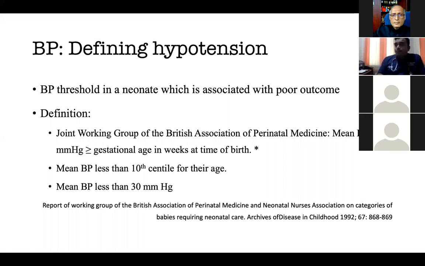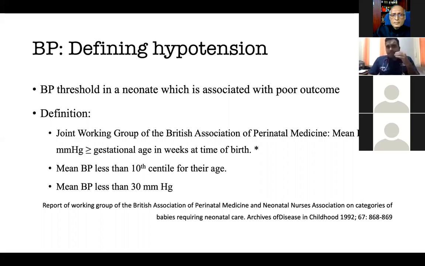In older children and adults, you have charts, you know the blood pressure. In preterms, many a time you don't even know what the normal BP is. Once you know the normal BP, only then can you diagnose hypotension or that the baby is going into shock. So there are 3 definitions which have been proposed for defining hypotension in neonates.